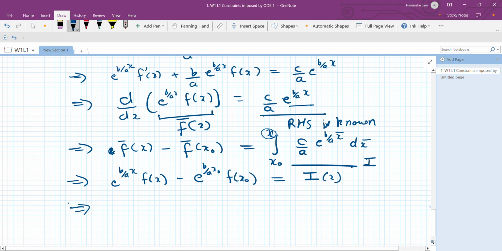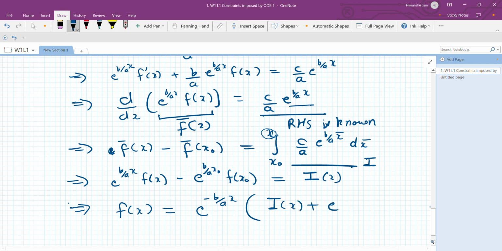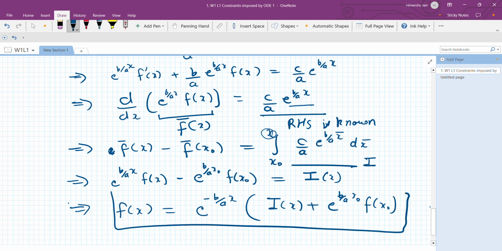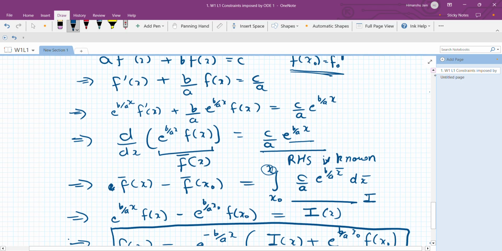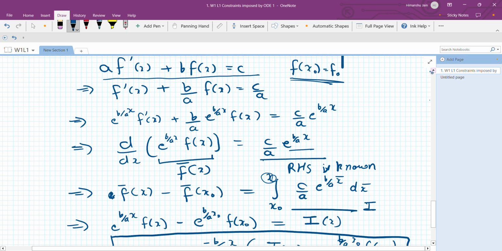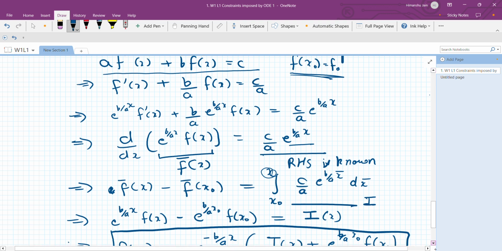So this will give us f x is equal to e to the power minus b by a x multiplied by I x plus e to the power b by a x naught f x naught. This is how we have solved this differential equation. So we can see that f x is not able to take any arbitrary value. It has this functional form. This functional form is such that it satisfies this constraint. So given an ODE and this function value at some point x naught, we have solved the differential equation uniquely.